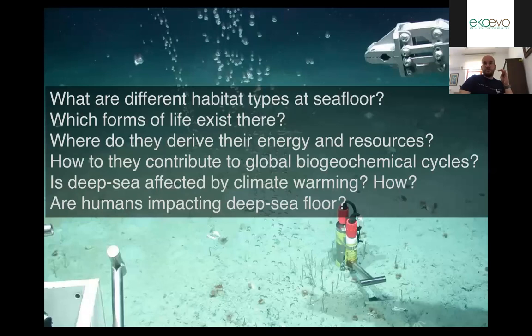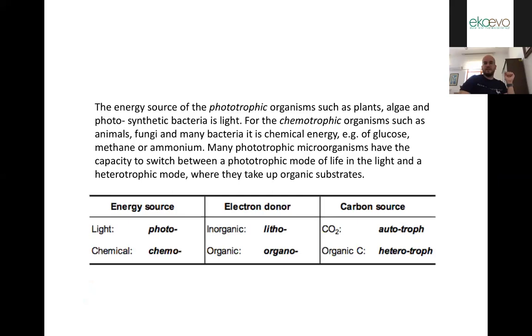So a lot of different questions can be asked. What are the different habitat types? Which form of life? Where's the energy coming from? Remember our little table: energy, electrons, carbon. Always ask these things. And we also find more and more that the deep sea is quite coupled to the rest of the Earth system. It's affected by humans, by warming, pollution, etc. So it's not isolated extreme systems which have been there since the formation of Earth and nobody's touching. No, they are really impacted by our own activity. That's our little table.